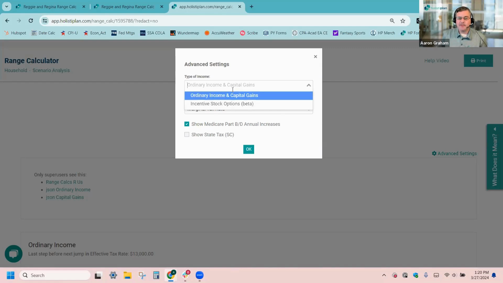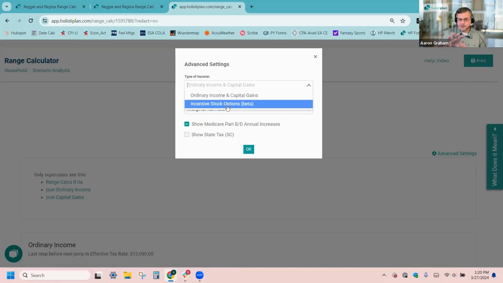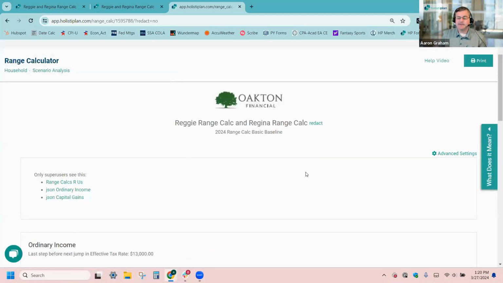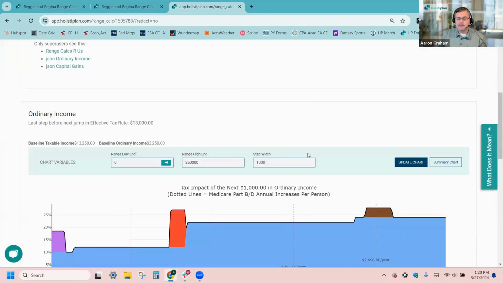But instead of ordinary income, if you have a client with incentive stock options, you can also look at a range calc to see how much preference item related to incentive stock option exercises you can do and keep them under AMT. So that's another feature within that range calc tool. Okay, so that's advanced settings. You can change the range low end.